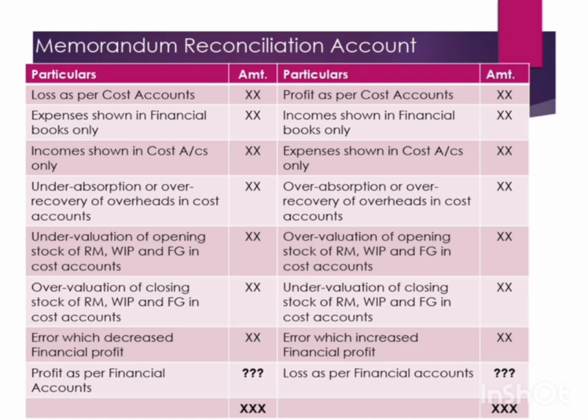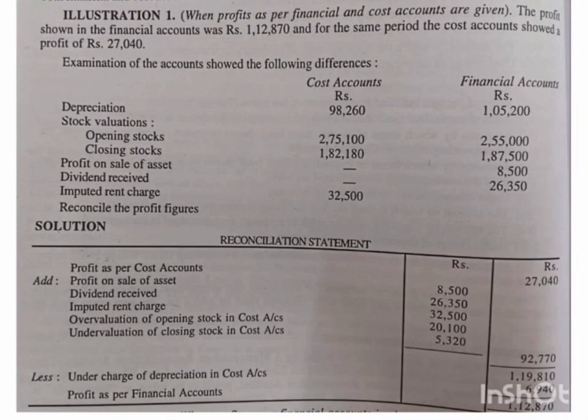And on the credit side, the following particulars should be entered: profit as per cost accounts, income shown in financial books only, expenses shown in cost accounts only, over absorption or over recovery of overheads in cost accounts, over valuation of opening stock of raw materials, work in progress and finished goods in cost accounts, under valuation of closing stock of raw materials, work in progress and finished goods in cost accounts, and errors which increased the financial profit. The surplus will be transferred to profit as per financial accounts and the deficit is transferred to loss as per financial accounts. Let me see a problem regarding the reconciliation of cost and financial accounts.